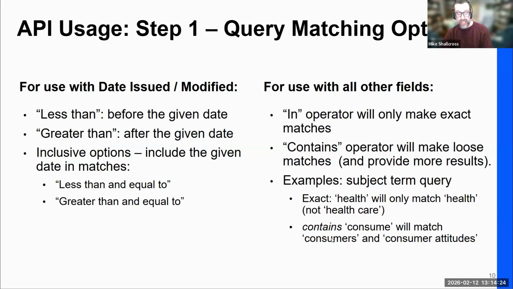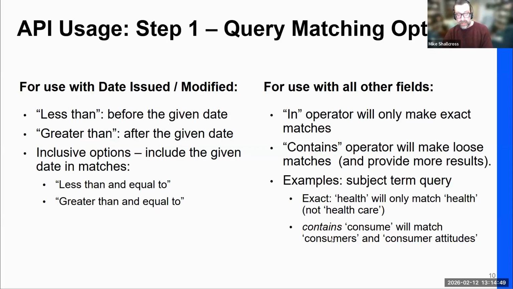They will not match on the provided date value. But the API does provide greater than and equal to and less than and equal to options, which will include the specified date in query results. All other fields may be matched exactly or loosely. Here the operators are in, which only makes exact matches, and contains, which results in looser matches.